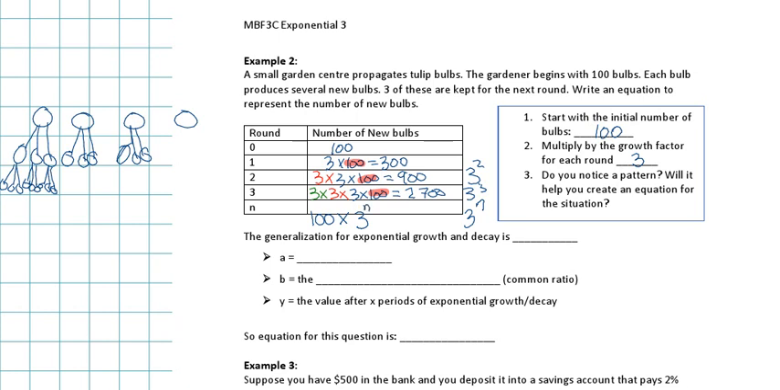Okay? Remember we already explained this in the previous question, but what was my initial value? The previous one. What was the initial value? 1. In this case, my initial value is 100. Okay? My ratio is 3. My growth factor is 3. And then it's exponential. Okay?